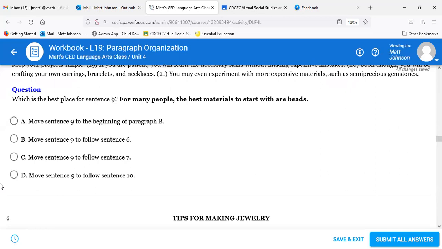Yes. Which is the best place for sentence 9? For many people, the best materials to start with are beads. A. Move sentence 9 to the beginning of paragraph B. B. Move sentence 9 to follow sentence 6. C. Move sentence 9 to follow sentence 7. D. Move sentence 9 to follow sentence 10.